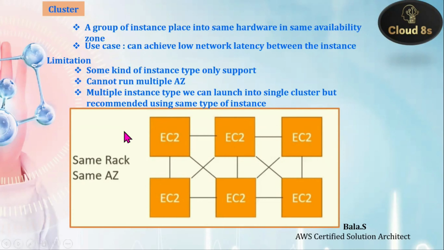Another important drawback we need to know when creating a cluster type of placement group is that if anything happens to that particular rack, all the EC2 instances will not be accessible. So if it is a highly critical instance deployed on the cluster, whenever the rack fails or anything happens, that critical workload will not be accessible. So be sure about that.